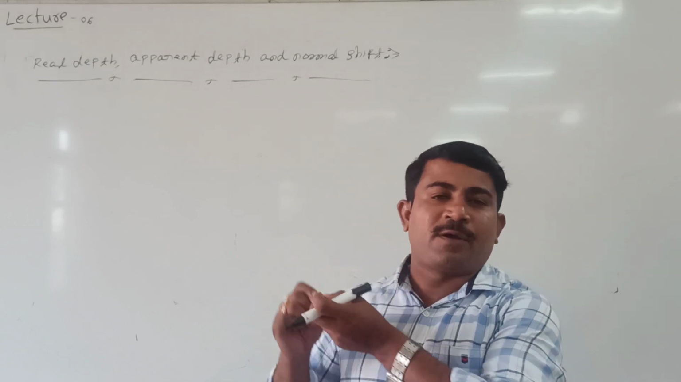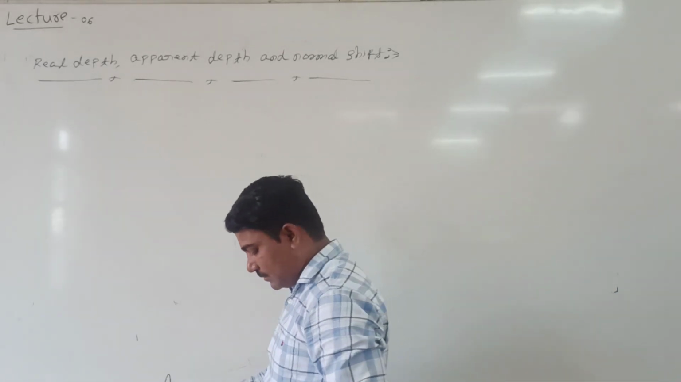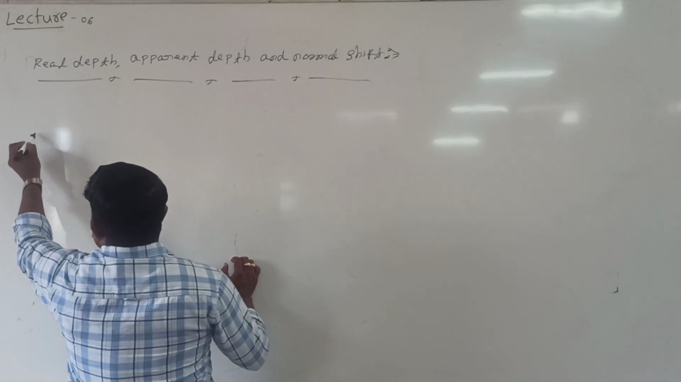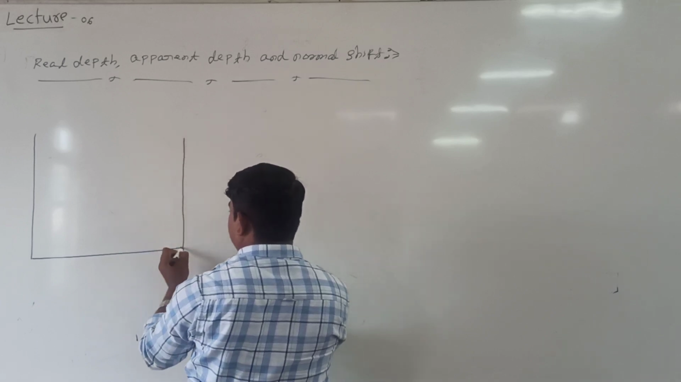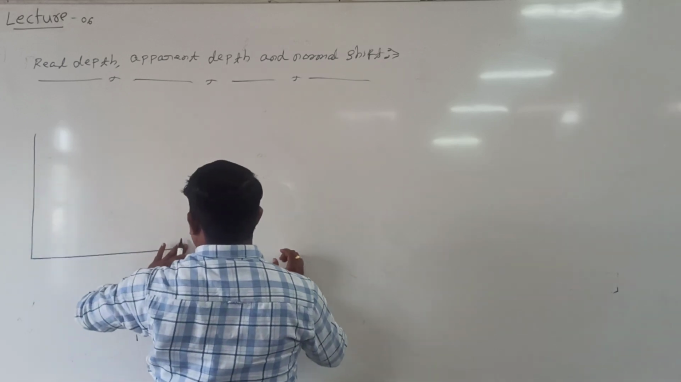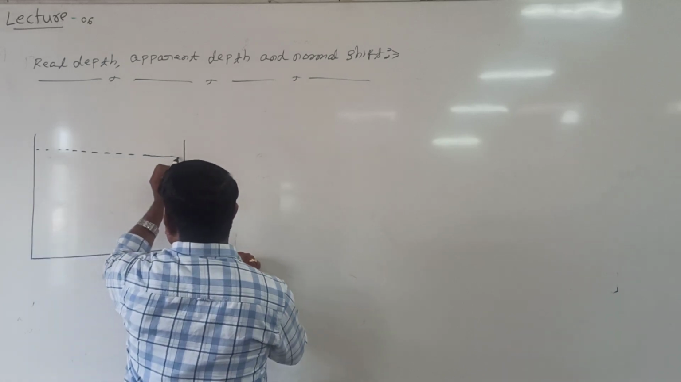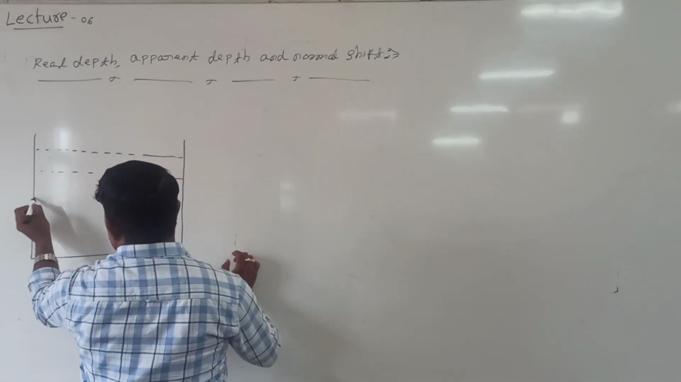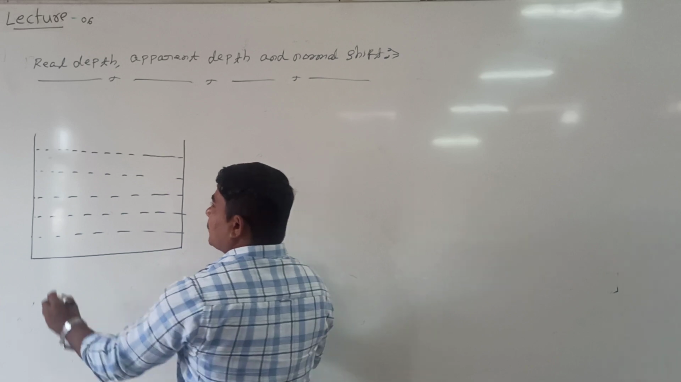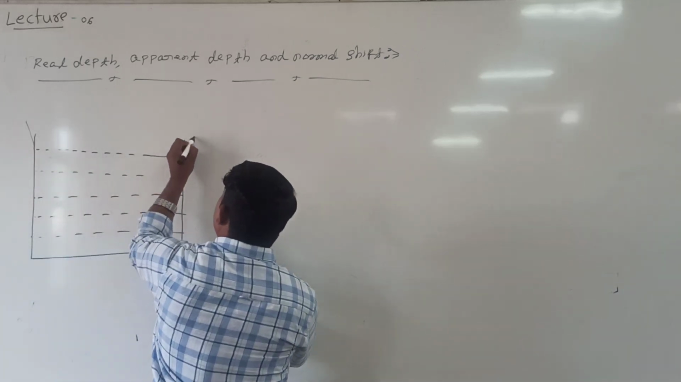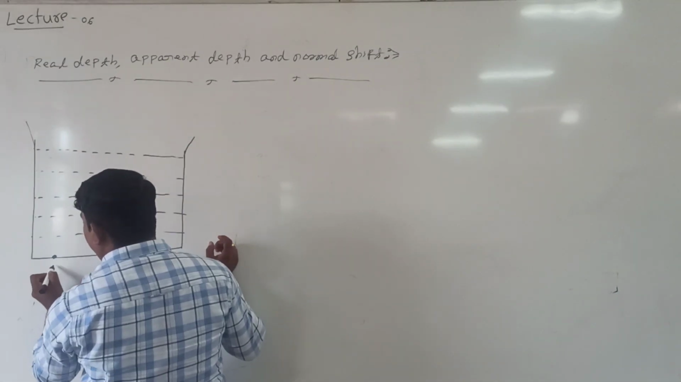When the coin is observed from the other medium, the coin appears to be raised. That phenomenon is due to refraction of light. Consider the coin placed inside water. This is the water medium, and this is the level of the water. This water has refractive index N2. This is the level of the water. Now inside the water consider a coin placed. This is the coin, available at point O.